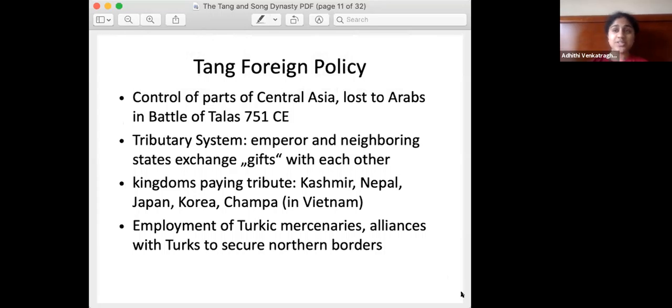The Tang foreign policy set the foundation for many other foreign policies in the future, and it controlled parts of Central Asia, which were lost to Arabs in the Battle of Talas in 751 CE. They also had a tributary system, in which the emperor and neighboring states would exchange gifts with each other. Kingdoms like Kashmir, Nepal, Japan, Korea, and Champa in Vietnam would pay tribute. There was also the employment of Turkic mercenaries, and alliances with Turks were used to secure northern borders.